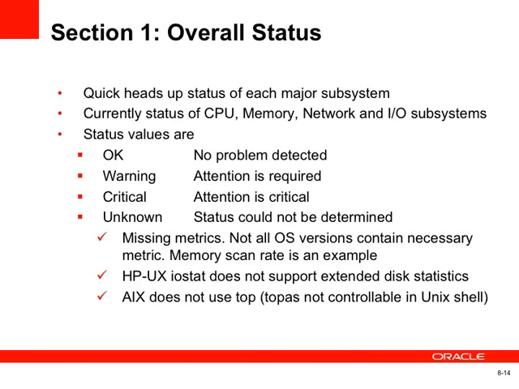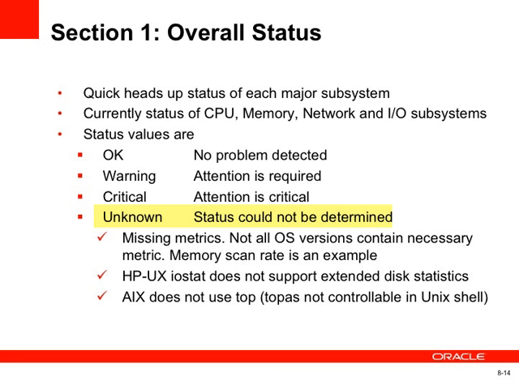Section 1 provides a quick heads-up status of each major subsystem. Currently statuses exist for CPU, memory, network and I/O subsystems. Status values are as follows. A status of OK means no problems were detected. A status of warning means attention to that subsystem is required. A status of critical means a problem has been identified and immediate attention is required. A status of unknown means that status could not be determined.